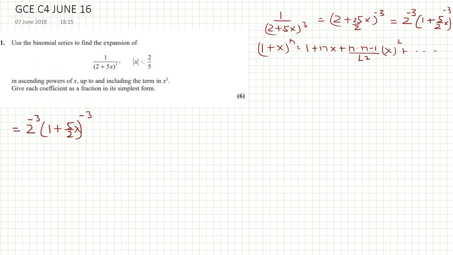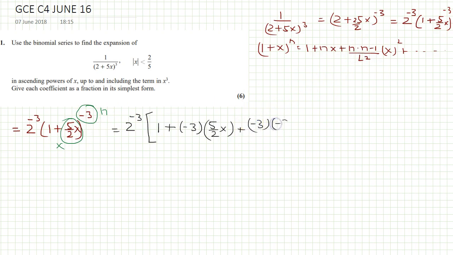This is 1, this is n, this one is x. So how are we going to solve it? 2 to the power minus 3 is common. What we are having? 1 plus n, which is minus 3, times x, which is 5 over 2 x, and then plus n(n minus 1), so n is minus 3 and n minus 1 is minus 3 minus 1, over factorial 2, times x squared, meaning (5 over 2 x) squared.